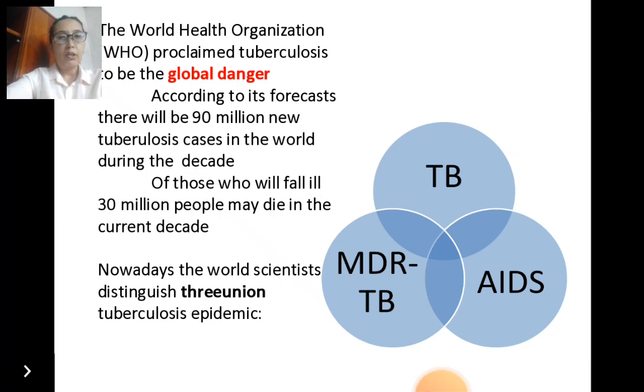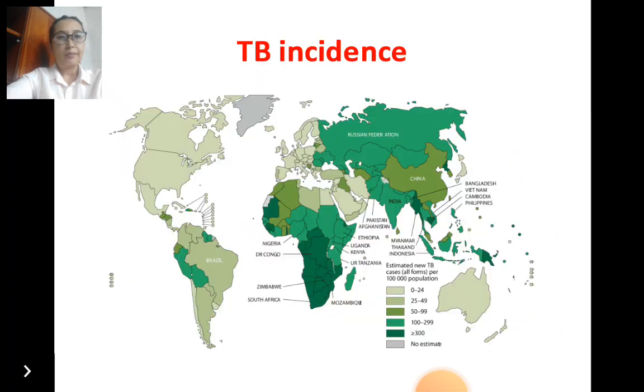Nowadays, world scientists distinguish a three-union tuberculosis epidemic. As you can see on the slide, this is the three union. It is tuberculosis, it is MDR-TB, multi-drug resistant tuberculosis, and AIDS.